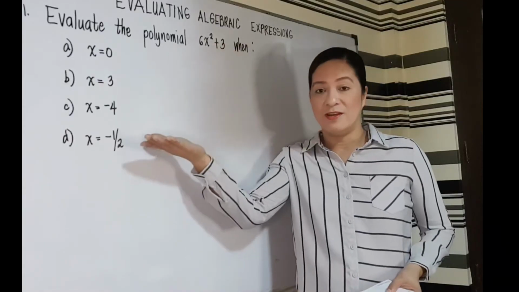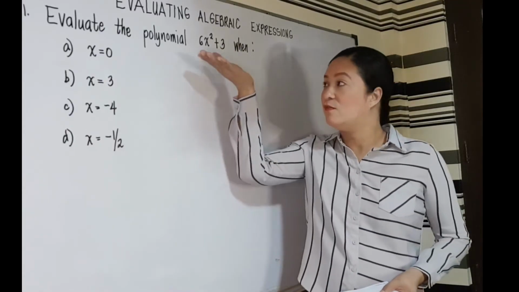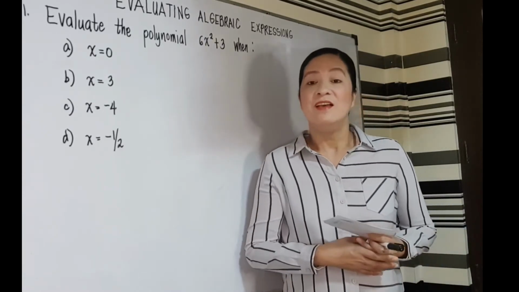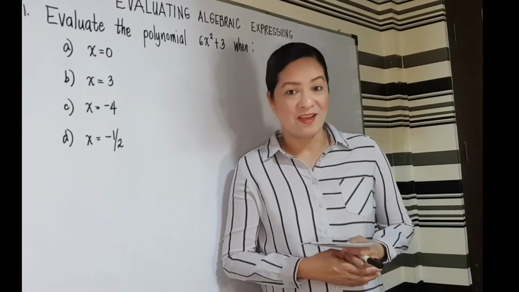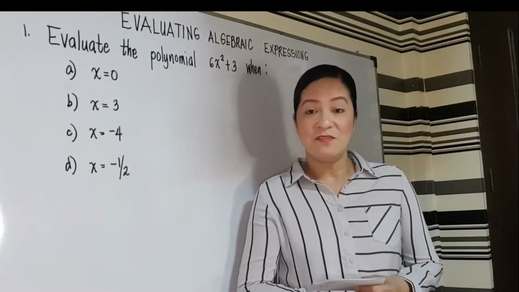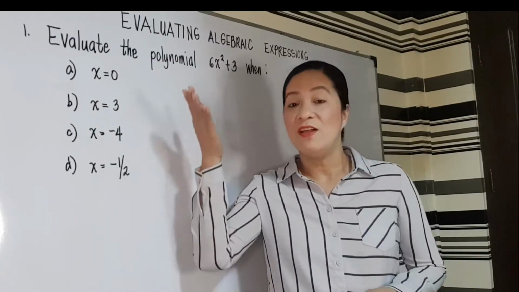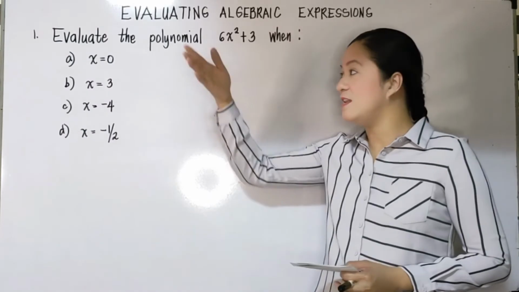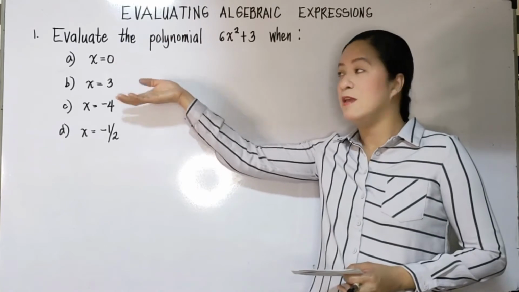When a number is substituted to the variable in a polynomial, the polynomial takes a numerical value. Finding the value is called evaluating the polynomial. Okay, so let's begin answering the first example.